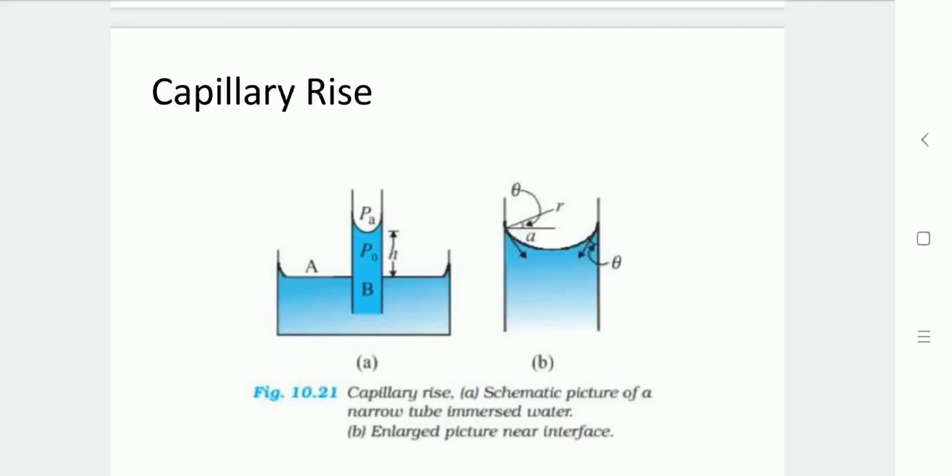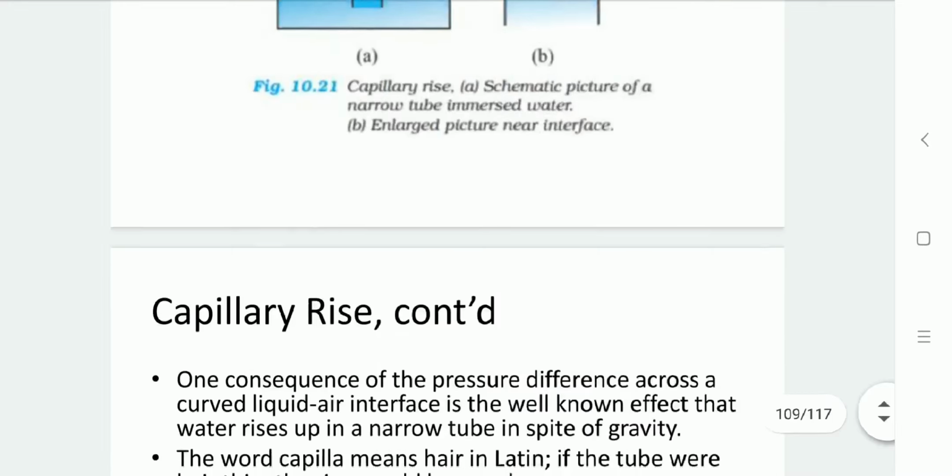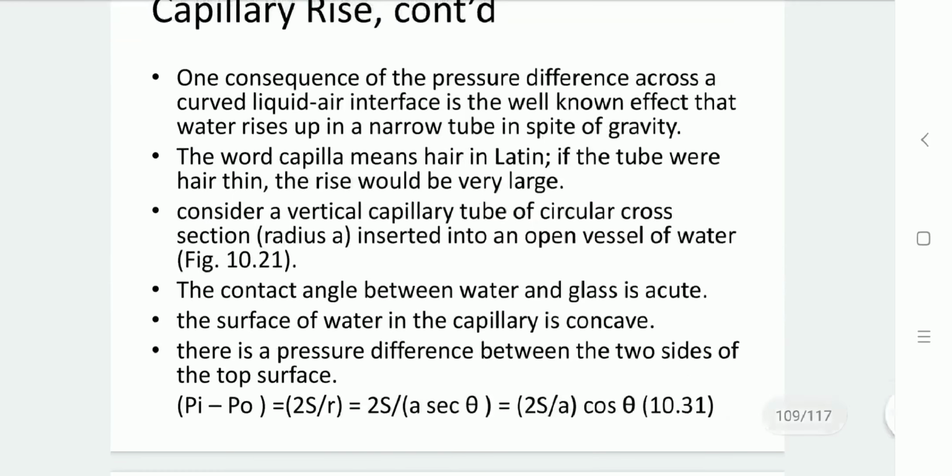So here, consider a capillary tube of circular cross-section with radius a, inserted into an open vessel of water, as you can see in diagram A. The contact angle between water and glass is acute. So the surface of the water in the capillary is concave. The pressure difference between the two sides of the top surface is Pi minus Po equal to 2S by r, that is 2S by a sec theta, or 2S cos theta by a.